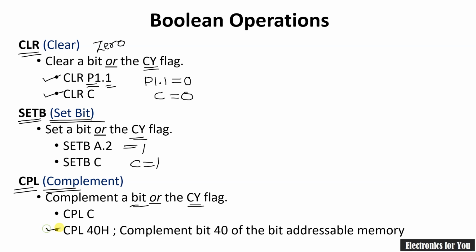Next one is CPL 40H. I have just shown you the bit addressable register. Here the bit address for this register is 40, as we can have 00 to 7F addresses there. So 40H is the address of this bit, and we can complement that particular bit by using the CPL instruction. All these are the Boolean operations, which are CLR, SETB and CPL.